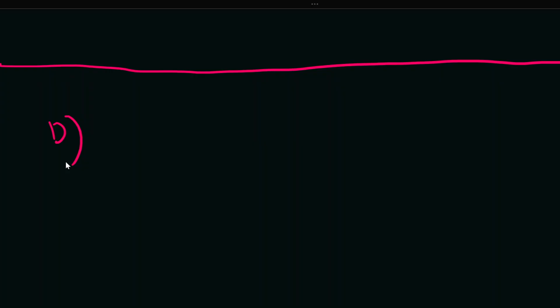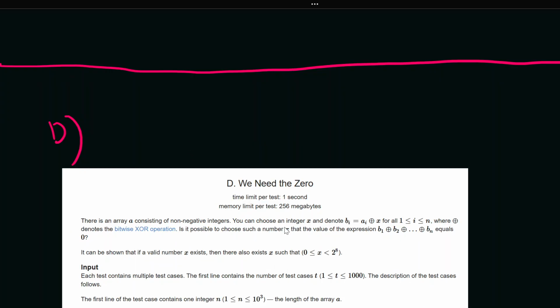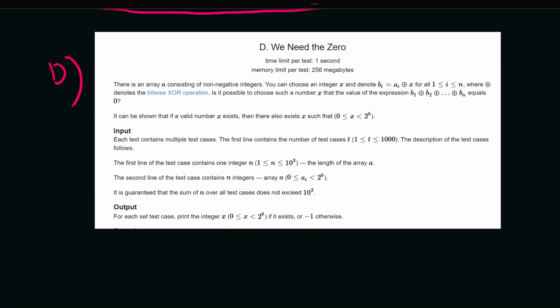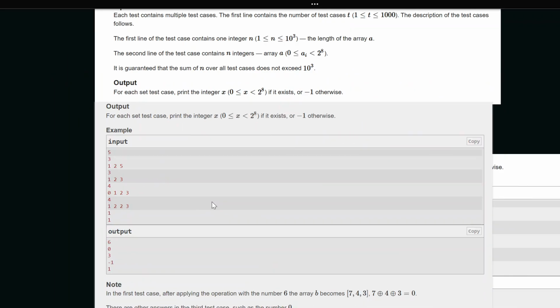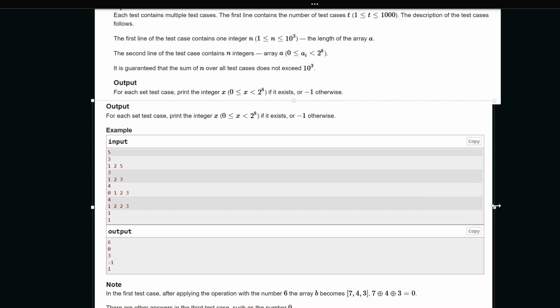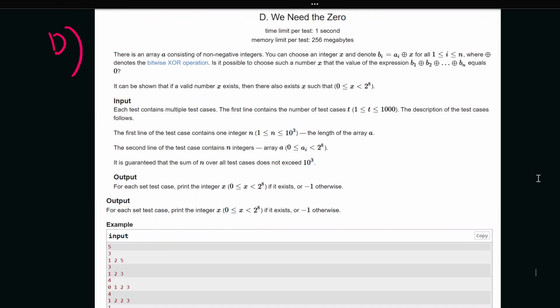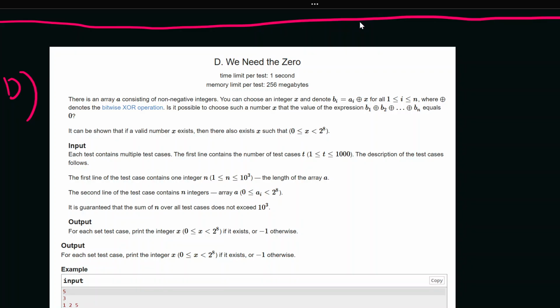Is anyone aware of XOR? Are you guys aware of XOR operations? And or XOR operations? Yes, bro. Anna. Yes or no? Yes, Anna. Somebody who doesn't know what XOR is? Okay, no problem.